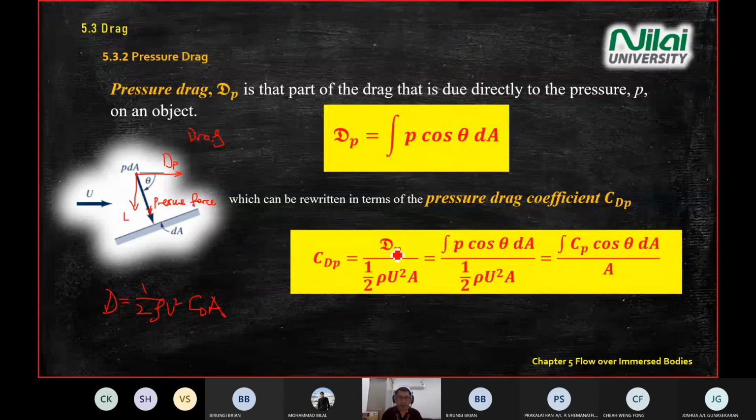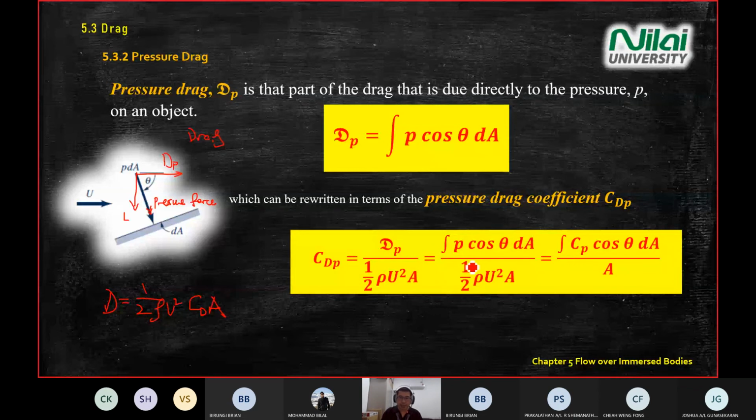dP, which is our pressure drag, is given by the equation of this one, because this is the orientation of our object. Just now we already defined that pressure drag is given by two items: one is the magnitude of the pressure, one is the orientation of the surface. So we need to rewrite our dP as the integration of pressure magnitude and the orientation of our surface.